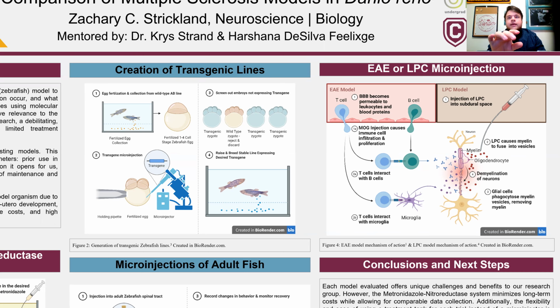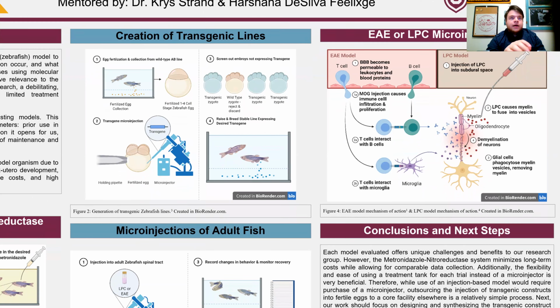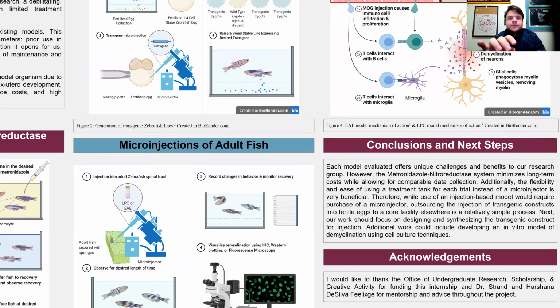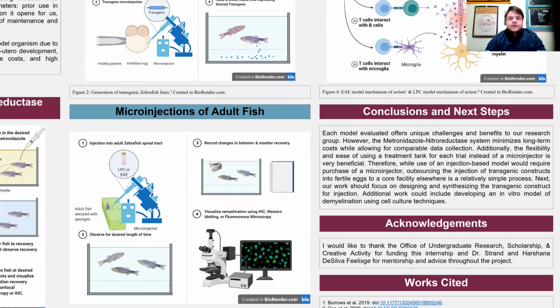All right, so in conclusion, that's a pretty broad review of how we would create transgenic lines and how we could microinject different things into adult fish. Each model presented here offers unique challenges and benefits to our research group. However, the metronidazole nitroreductase system will minimize long-term costs while allowing for comparable data collection.